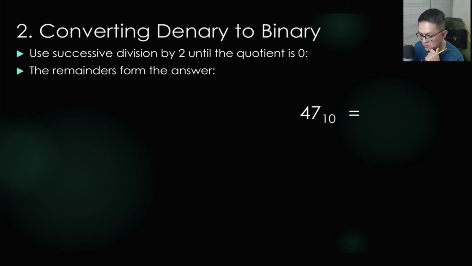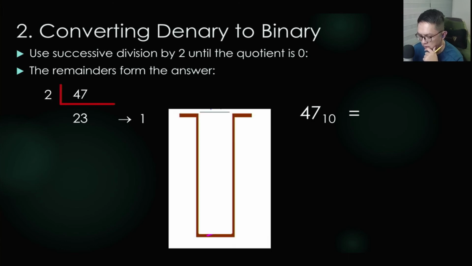Alright, so again, we start with 47, then we divide by 2, we get 23, and remainder 1. Every time we divide, we're just going to pop the remainder and push it into a stack. So we push the first 1 into the stack first. So 1 goes in, then we divide by 2 again.